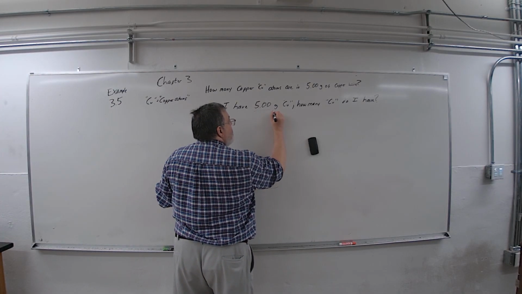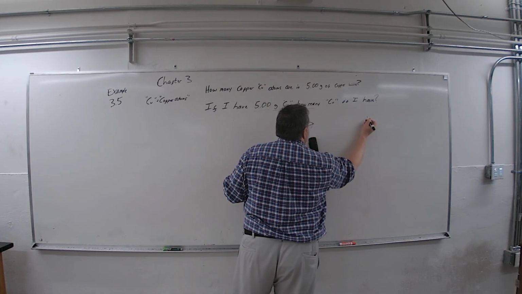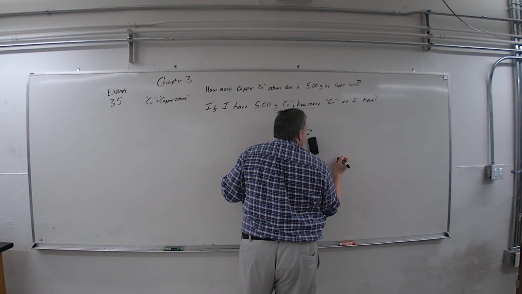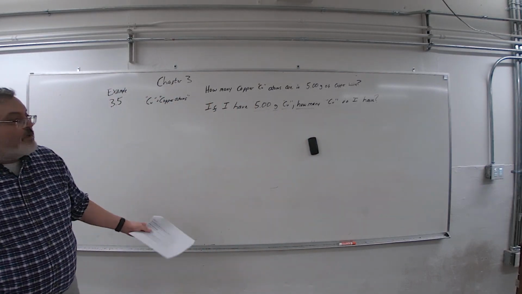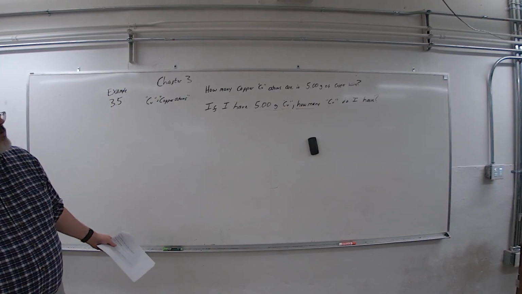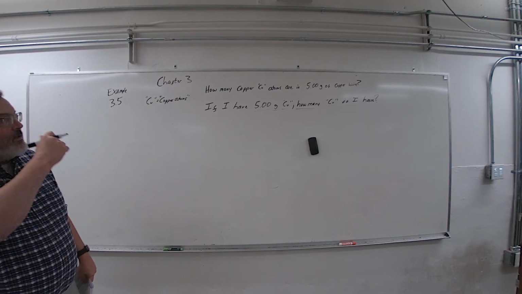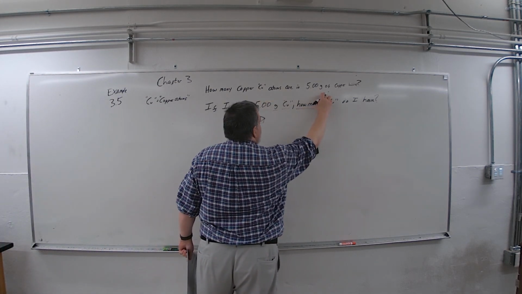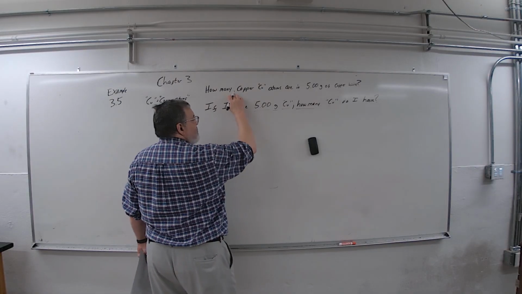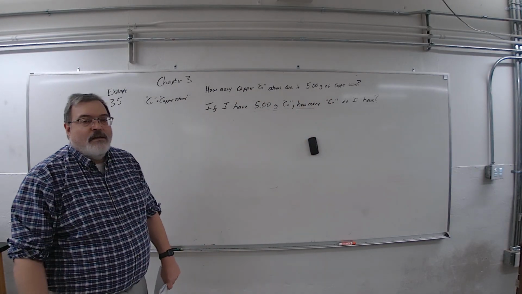Numerical value, unit, label. Numerical value, label. Where's the unit? Where'd the unit go? How many copper atoms are in 5.00 grams of copper wire? It doesn't say how many grams are in 5.00 grams. It doesn't say how many moles are in 5.00 grams. It just says how many.